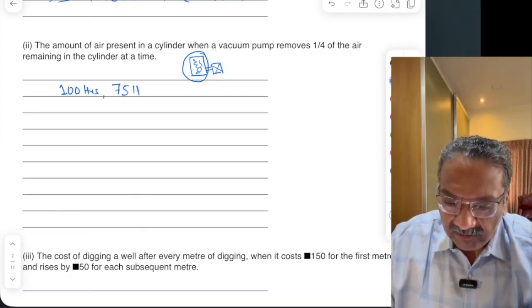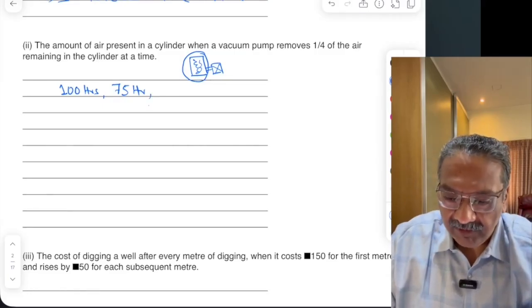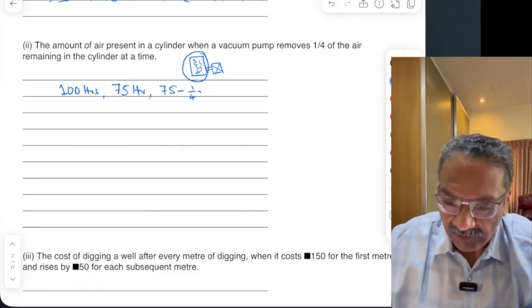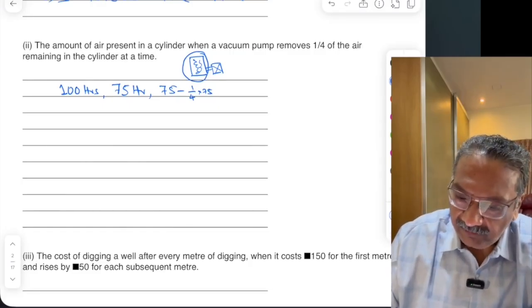Then 25% of the 75 liters is removed. So 75 minus 1/4 of 75. This much of air is removed. So, how do we write this solution? So, we will start from the beginning.